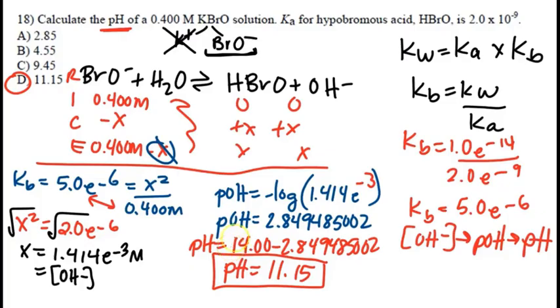To solve for pH, we're going to take 14.00 minus our pOH value. So that's simply 14.00 minus 2.849485002. And my pH ends up being 11.15. And so that is letter D.